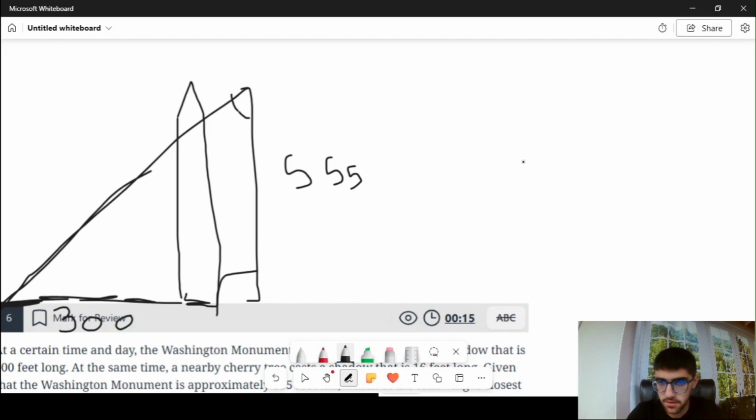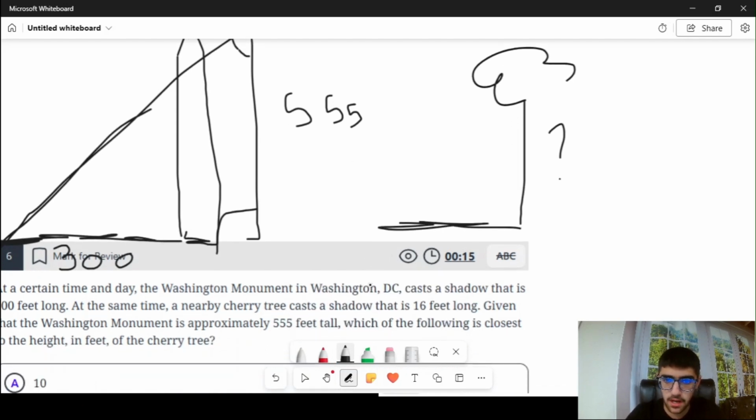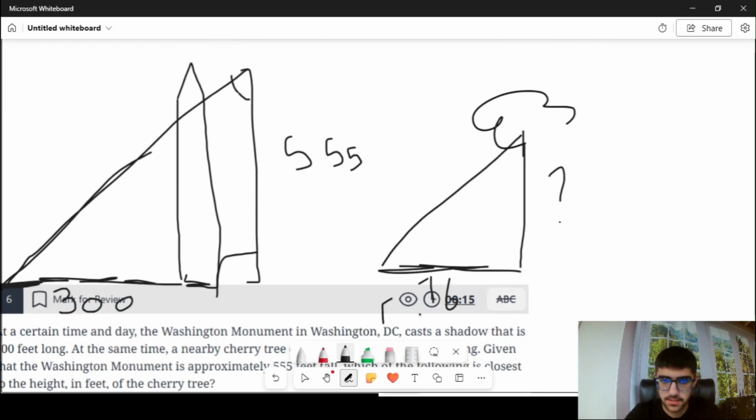And then the tree would look the same, except this we don't know. We don't know the height. This is the tree. And then the shadow length is 16 feet. The shadow is 16 feet. And then it is also a triangle. And then because it's the same time of day, we know that the sun, like let's say this is the sun.